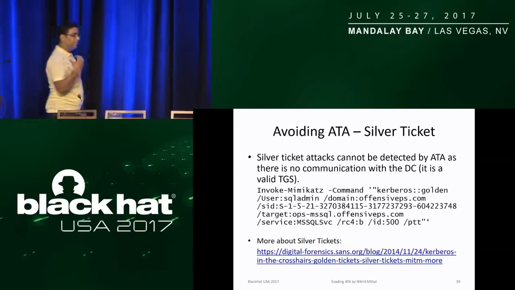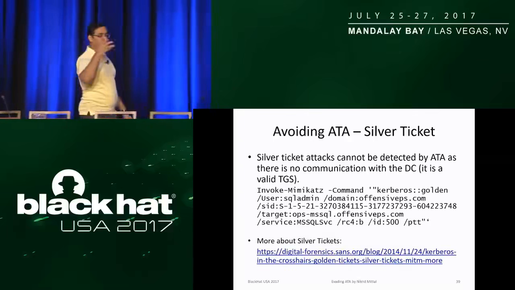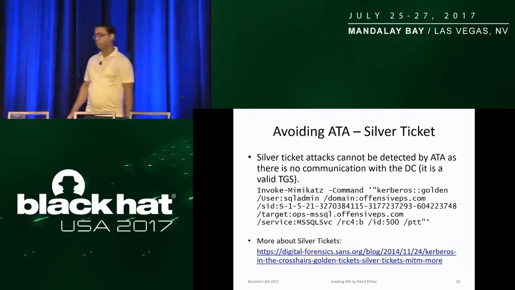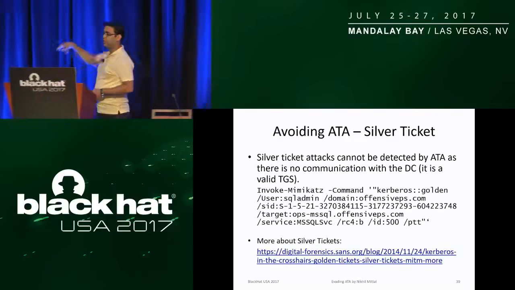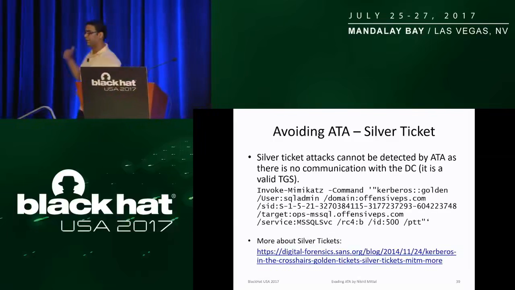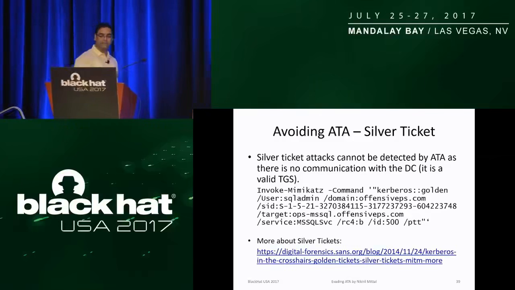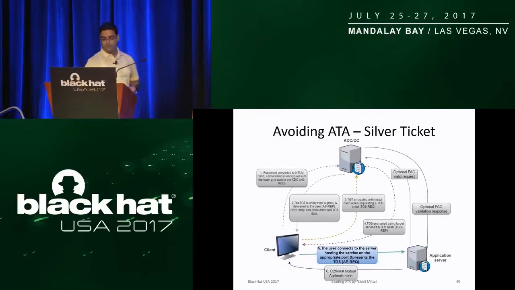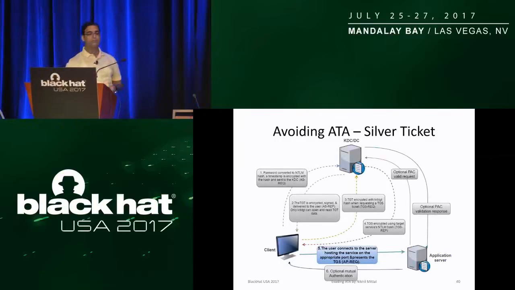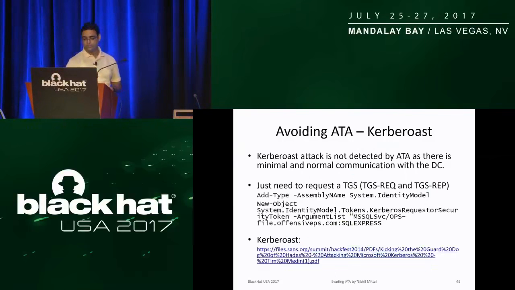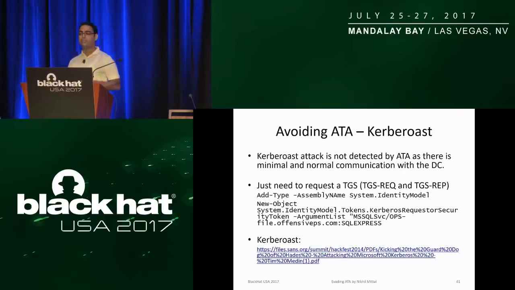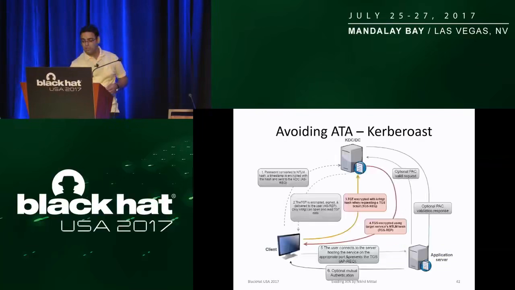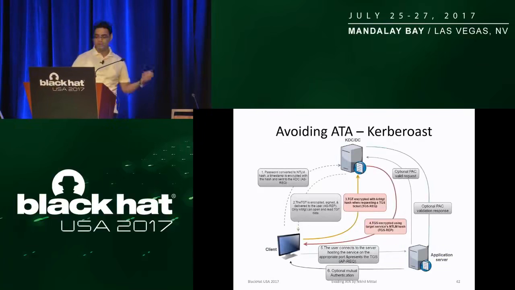Like attacks like Silver Ticket. Let's say you target a server which has a SQL server running on it. You target the service account of that particular SQL server and get access to it in attacks like these. Because there is no communication to the DC, there is no detection, right? Kerberoast attack, minimal interaction with the DC: you just request a valid TGS, save it to the disk, crack it offline, no detection.